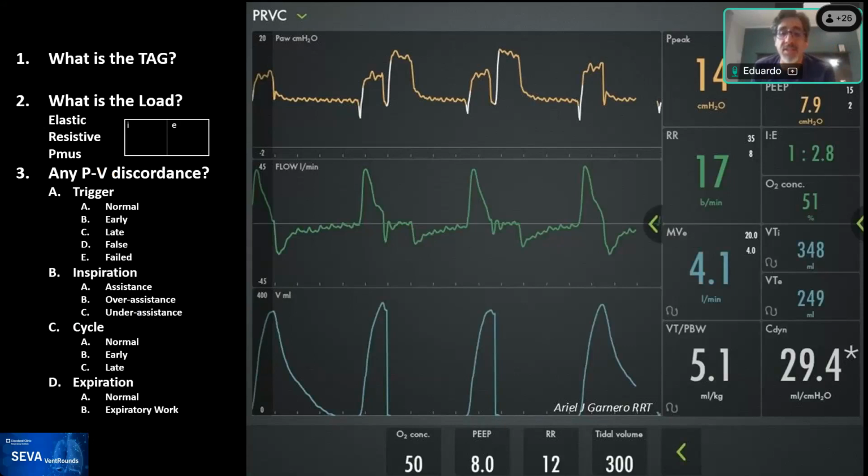Oh, this is a good gift from Ariel Garnero, just for the team. Ariel is one of our respiratory therapists, and Karsten Roberts is one.